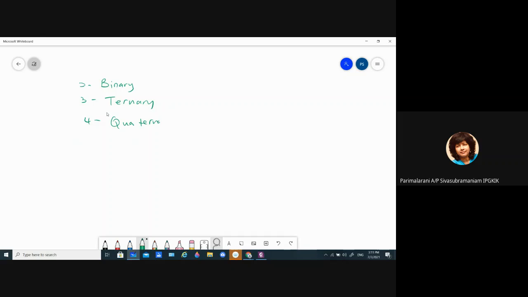Okay, base 4, if you don't know this also is all right. Quaternary, and base 5 is quinary. And base 6, what is base 6? Senary, I think it's called. Base 7, septenary, base 8. This you must know, octal. This is very important, okay? Base 8 is octal. The rest are not necessary, okay?